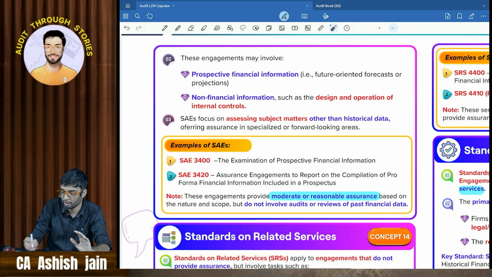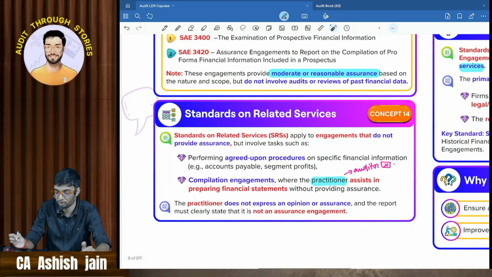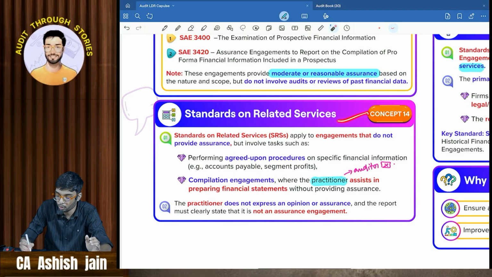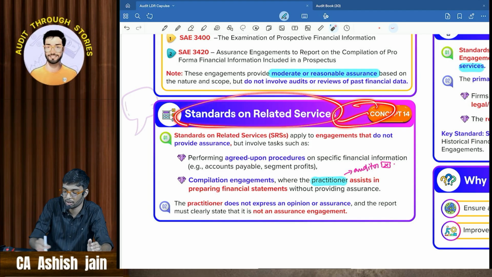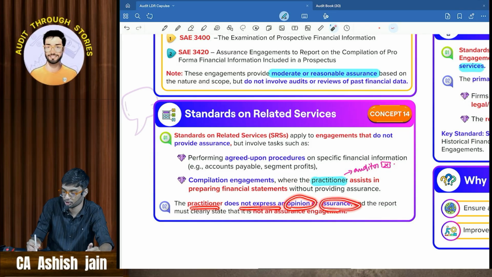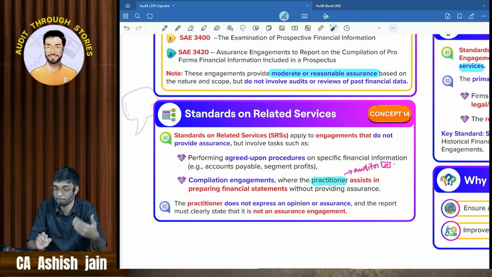All these blue letter words you have to definitely write in your examination, and only then will you get marks from ICAI. Then standards on related service. You can see standards on related service. There is no assurance word being used in this particular heading itself. So the practitioner does not express an opinion or assurance. You can see in the heading itself there is no word of assurance being used.